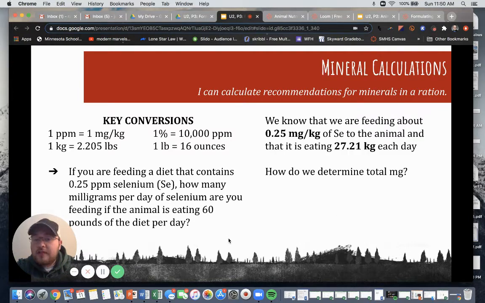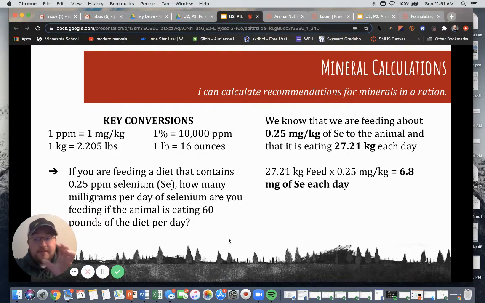So if we know that there are 0.25 milligrams per kilogram of selenium being fed to the animal, and that it is eating 27.21 kilograms each day, we need to determine the total milligrams. And we do this by taking 27.21 times 0.25 milligrams per kilogram. And that's going to give us 6.8 milligrams of selenium each day. Okay, so that was a little bit more of a complex problem, but hopefully you see how we did that. There were a lot of key conversions there.